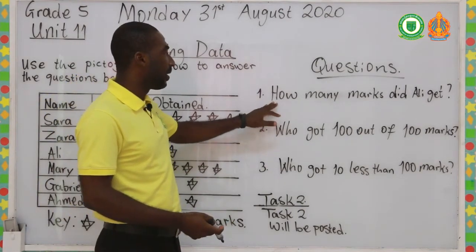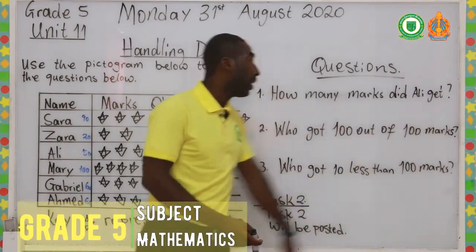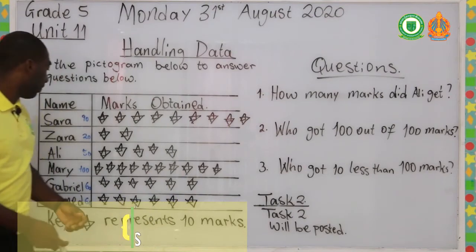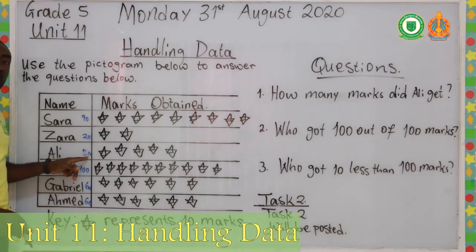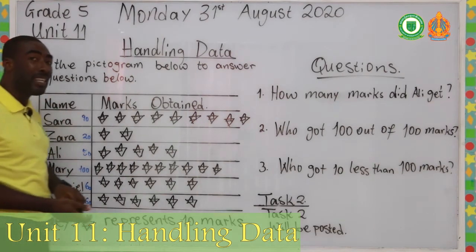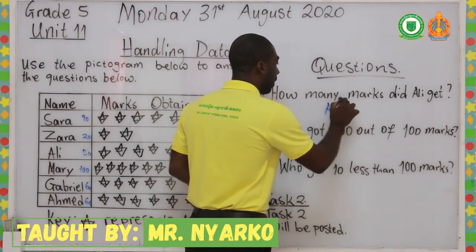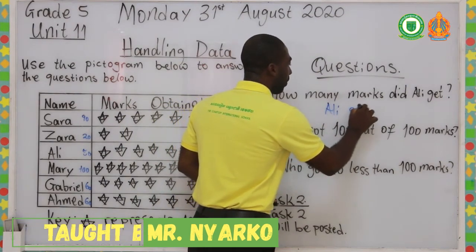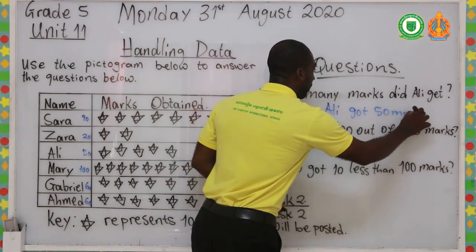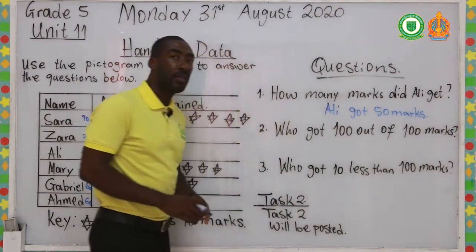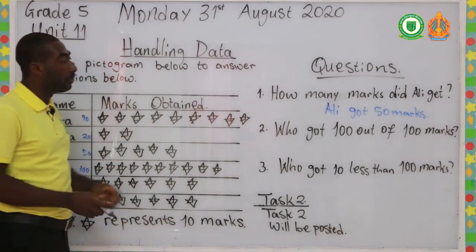Our first question says, how many marks did Ali get? Okay, if you go back to your pictogram, this is Ali, and you already wrote 50 here, so that makes it very easy for you to say Ali got 50 marks. Okay, so that becomes very easy and straightforward for you.